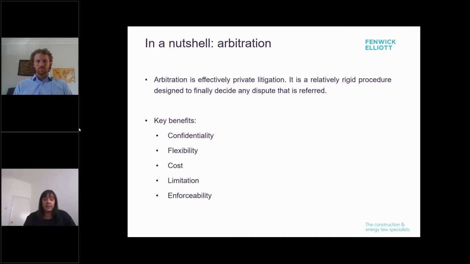And lastly, enforceability. Awards are enforceable almost everywhere thanks to the international regime provided by the New York Convention. We will touch on this a bit later.